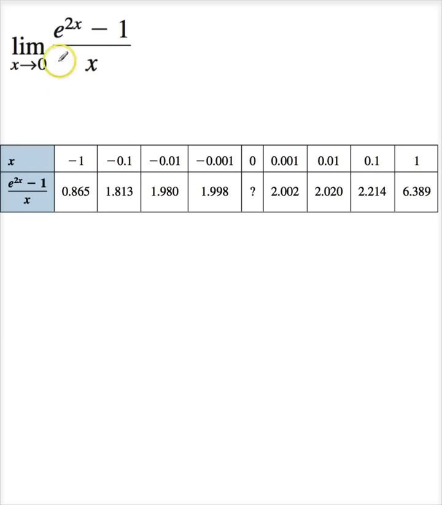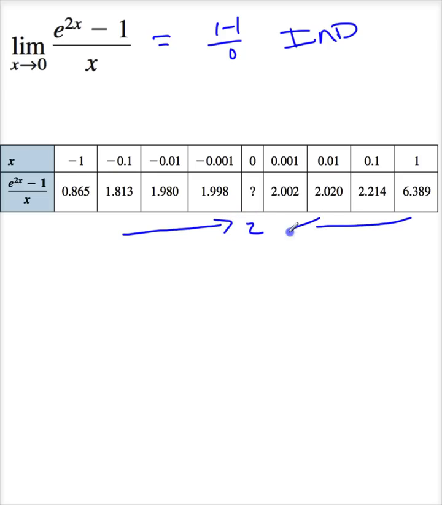If I get a function like this, the limit as x approaches 0 of e to the 2x minus 1 over x, when I check it, I'm going to get 1 minus 1 over 0, indeterminate. For this problem, the only way for me to solve it with the skills we have so far is with a table. And it's very apparent that the limit from the left is approaching 2, the limit from the right is also approaching 2. So we can say, based on the table, that our limit is 2.